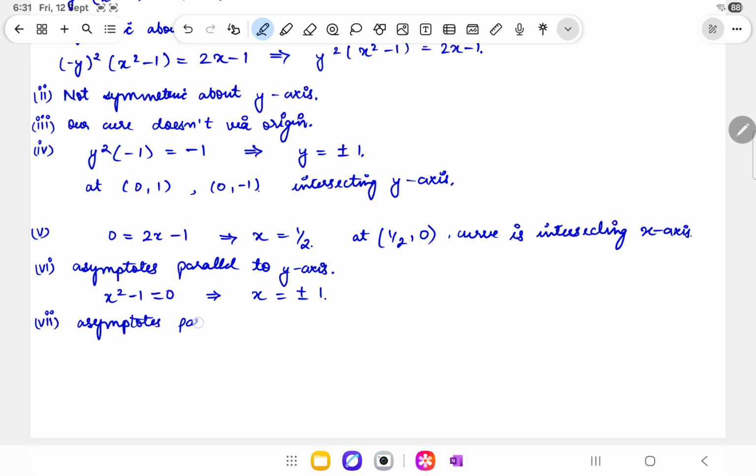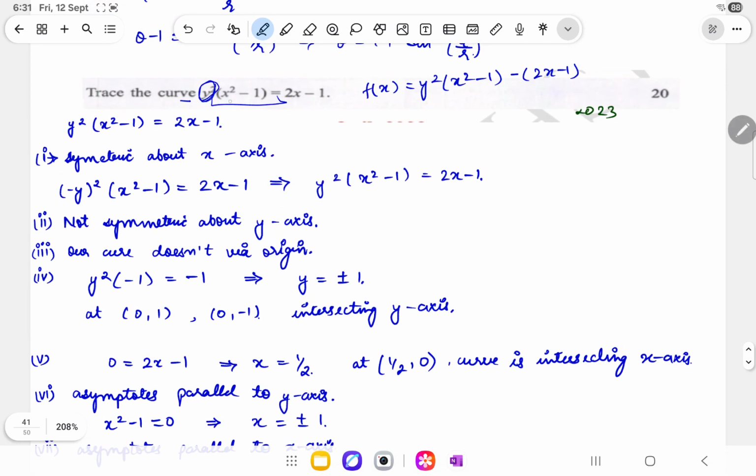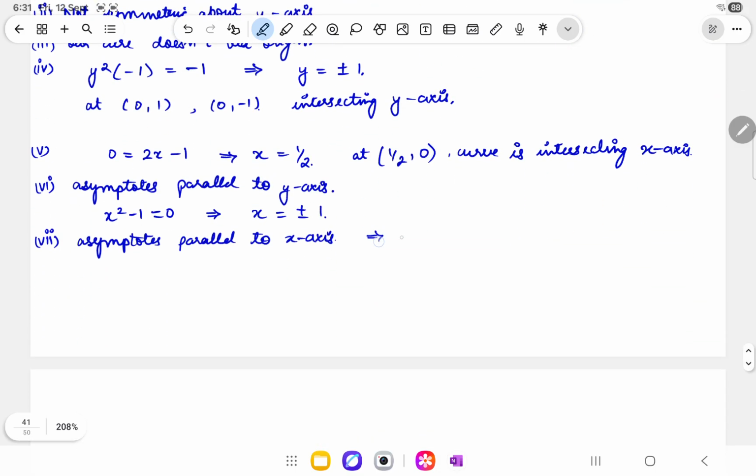Asymptotes parallel to the x-axis. For that, what we'll do is we'll compare the coefficient of the highest degree of x with equal to 0. So that basically gives me y square equals 0. So from here I got y square equals 0, which basically gives me y equals 0 as an asymptote parallel to the x-axis, that is the x-axis itself.